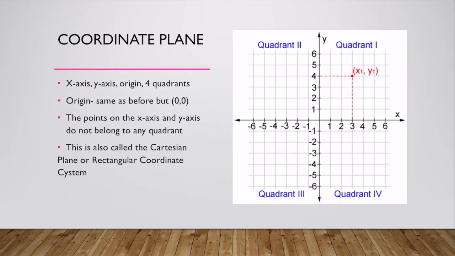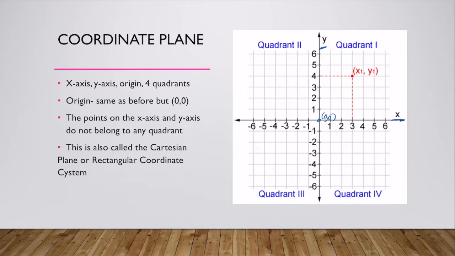So this is the coordinate plane. The major parts that we have are the x-axis, the y-axis, and the origin, which is the very center (0, 0). It is broken down into 4 quadrants, which are numbered counterclockwise. I know that's a little unintuitive, but we've got quadrant 1, 2, 3, and 4. The points on the x-axis and y-axis do not belong to any quadrant. Aside from being called the xy plane, this is also called the Cartesian plane or rectangular coordinate system.